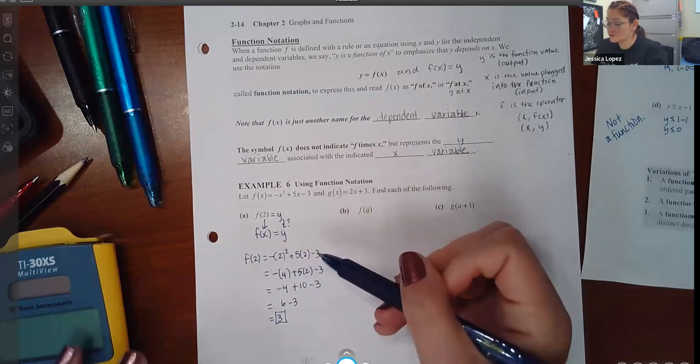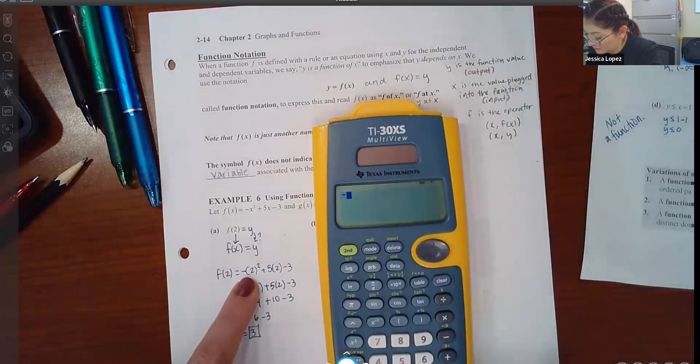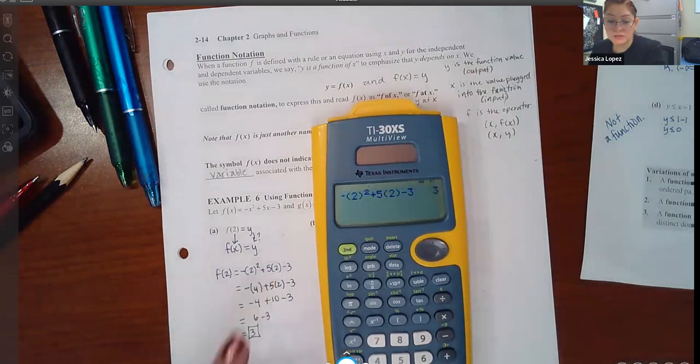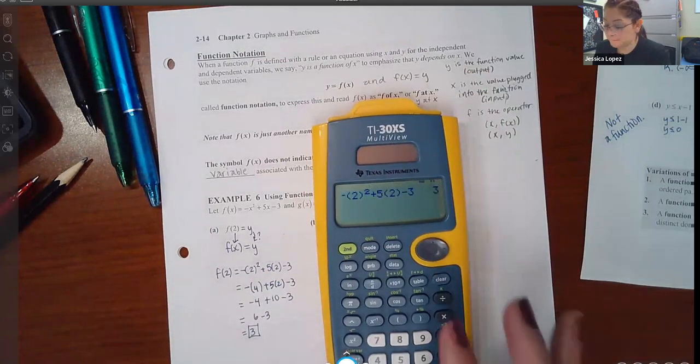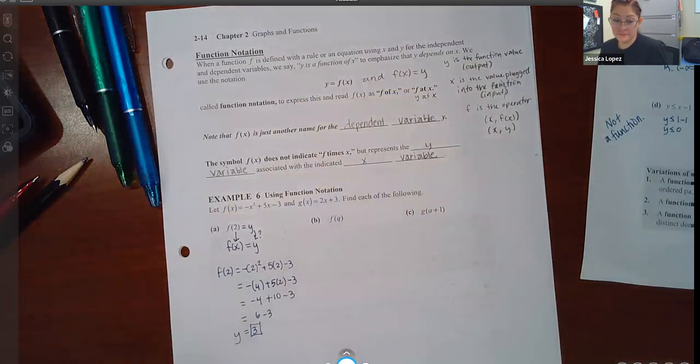I could have also entered this whole thing. Negative parentheses 2 squared plus 5 parentheses 2 minus 3, and it would tell me the same value, 3. Remember, this is a Y value, okay?